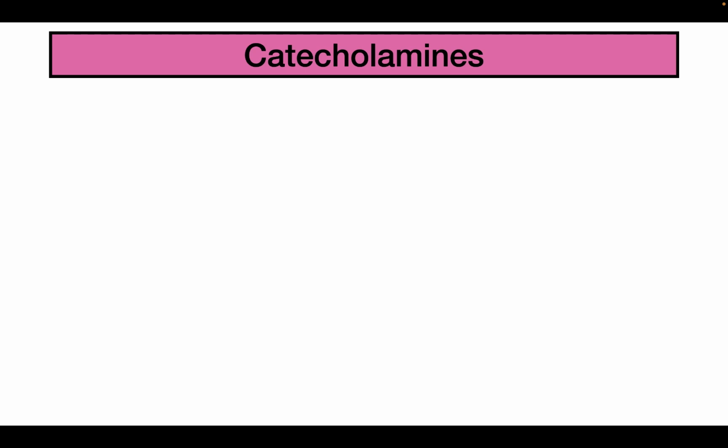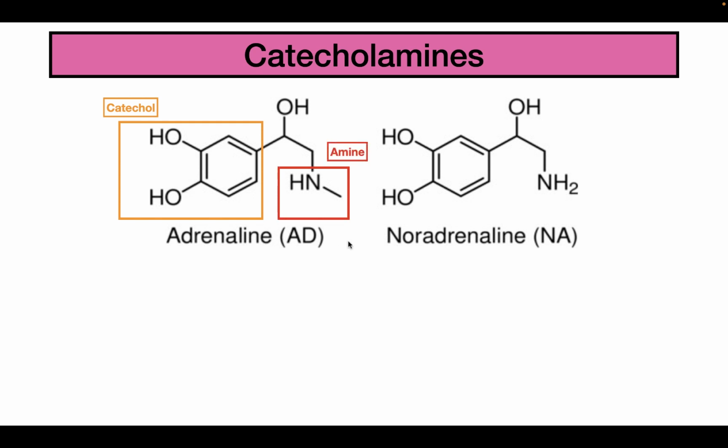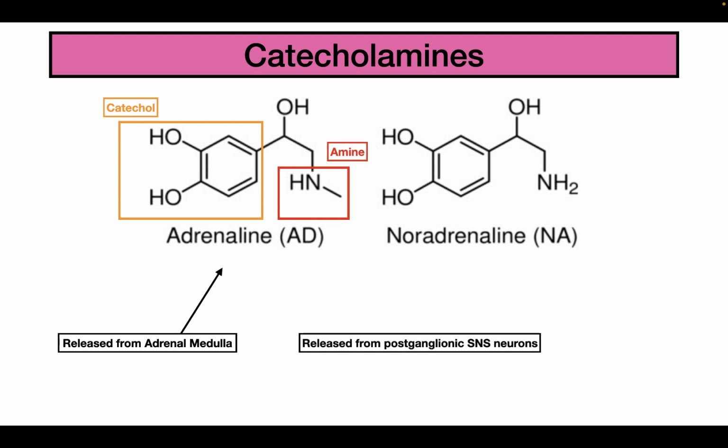So let's take a look at the catecholamines. So these are the catecholamines, and what we see here are two main parts where the name comes from. This part is the catechol, and this part is going to be the amine. And the same goes for noradrenaline here, where this would be the catechol and this would be the amine. So adrenaline or epinephrine is going to be released from the adrenal medulla, and norepinephrine or noradrenaline is going to be released from the postganglionic SNS neurons.